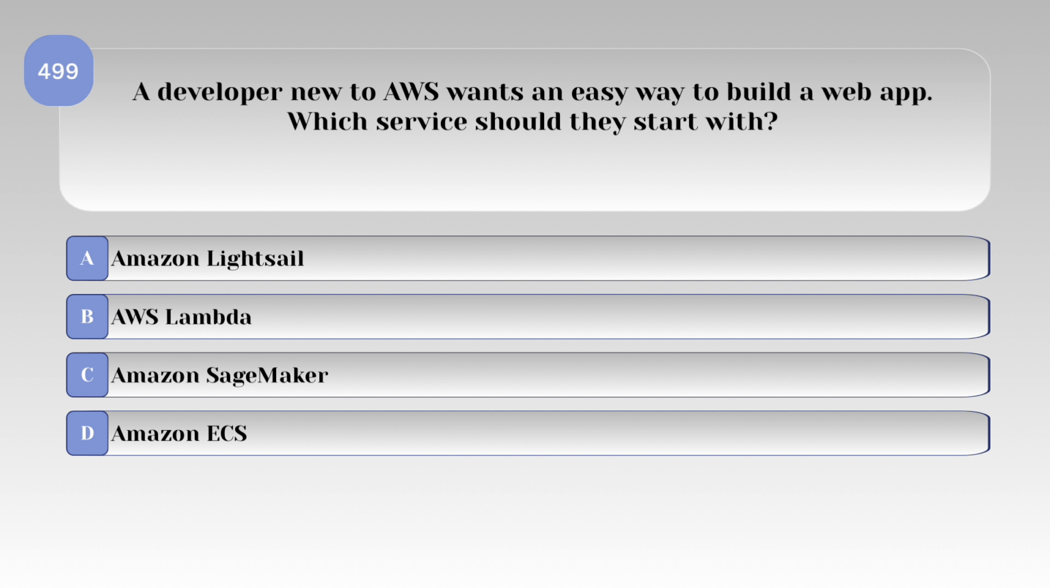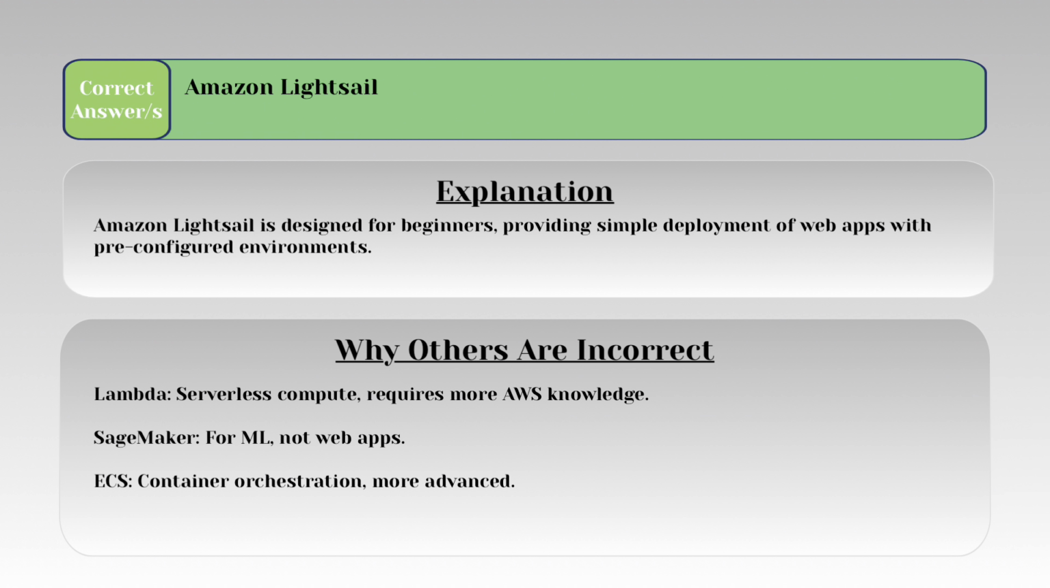Correct answer, Amazon Lightsail. Explanation, Amazon Lightsail is designed for beginners, providing simple deployment of web apps with pre-configured environments. Why others are incorrect, Lambda, serverless compute, requires more AWS knowledge. SageMaker, for ML, not web apps. ECS, container orchestration, more advanced.